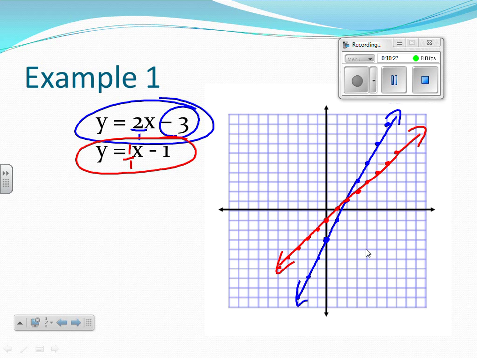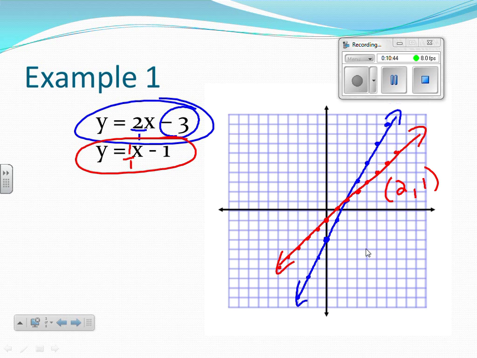Now, am I done? Nope. You haven't told me the answer. You've got to tell me where it intersects. I see the picture, but I don't know if you know what the answer is or not. Somebody tell me what the answer is? Over 2 and up 1.